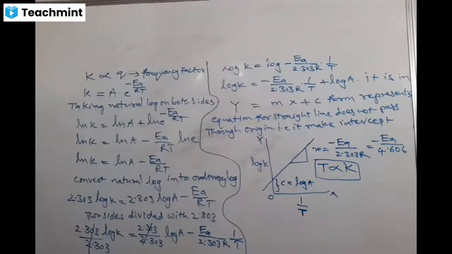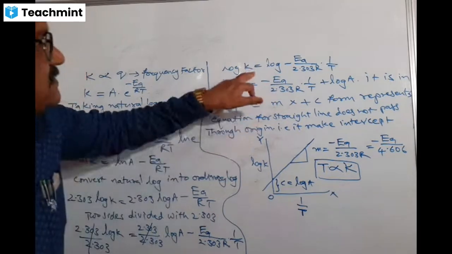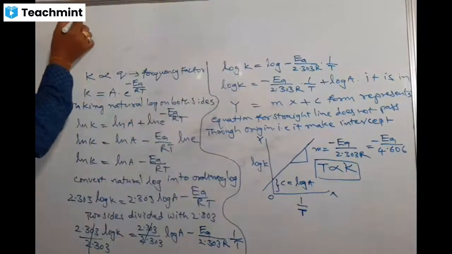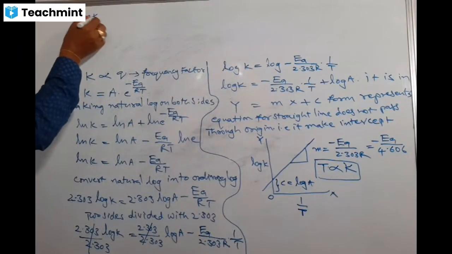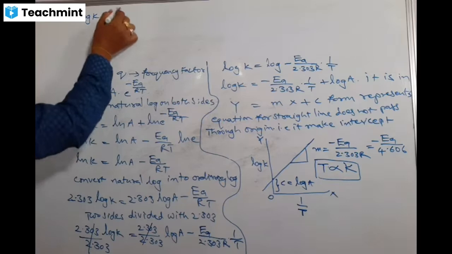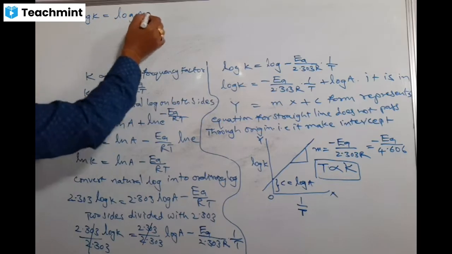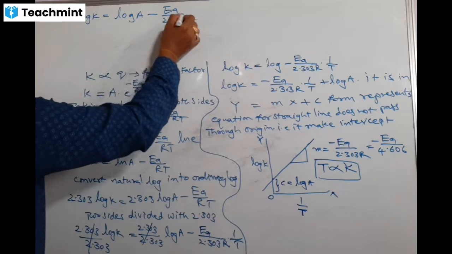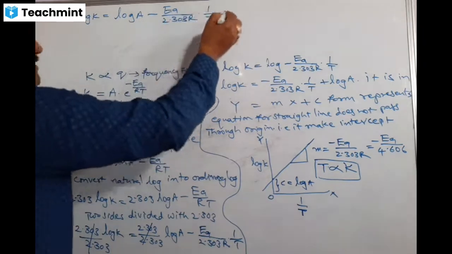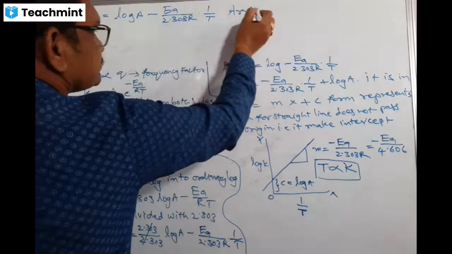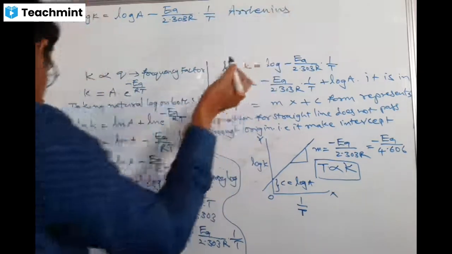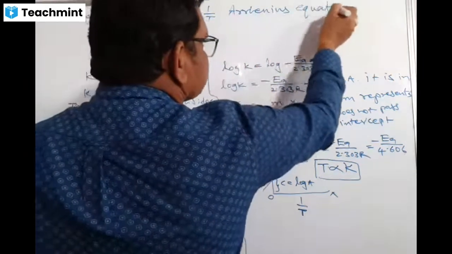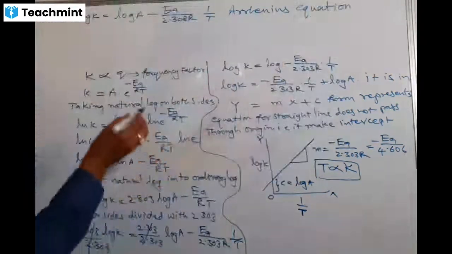See, you are getting the Arrhenius equation. What is this? log K is equal to log A minus EA by 2.303 R into 1 by T. This is the Arrhenius equation. By this, you understood the relation between temperature and rate constant. Arrhenius equation. Okay.